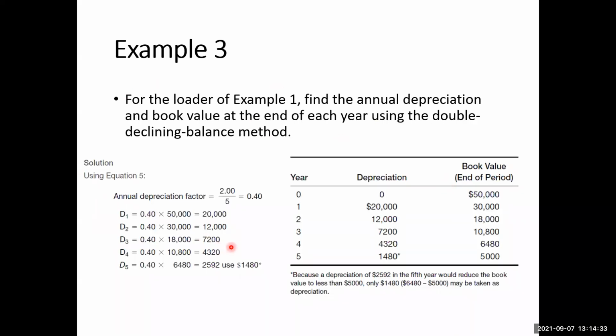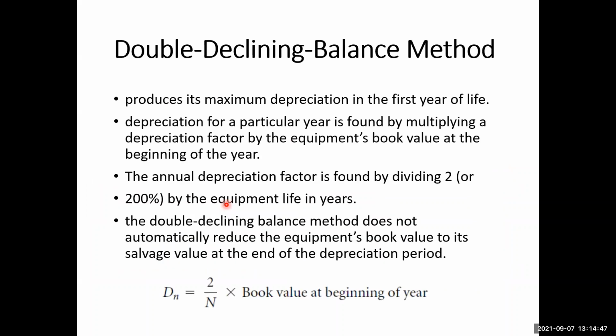So let's see this quickly over here. Because we want to apply the double declining balance method, we have 2, and then we divide it by 5. Although it is not mentioned in this book, there is another method called the 150% declining balance method. That method is also used, but for most cases, we use the 200% declining balance method, which is also called the double declining balance method.